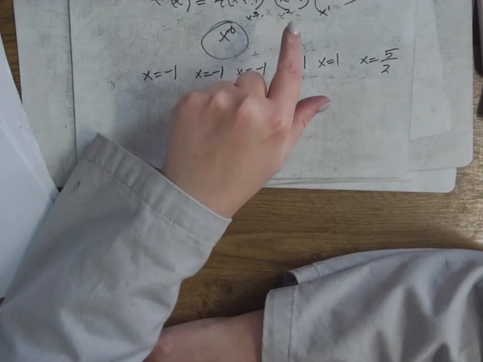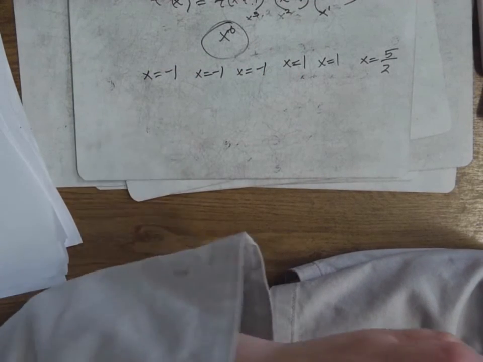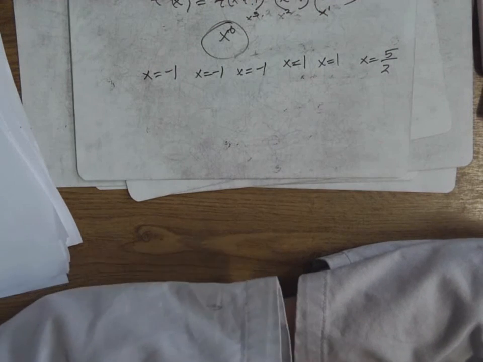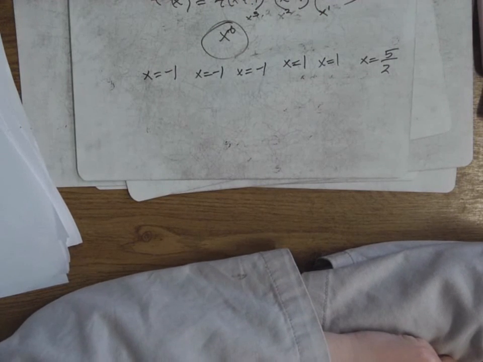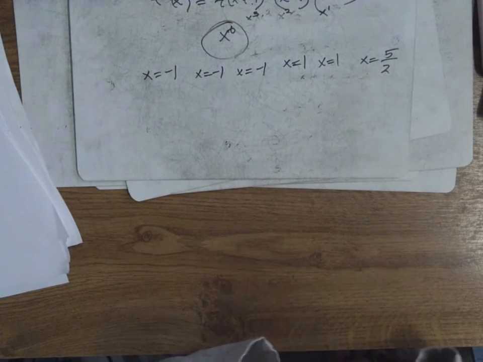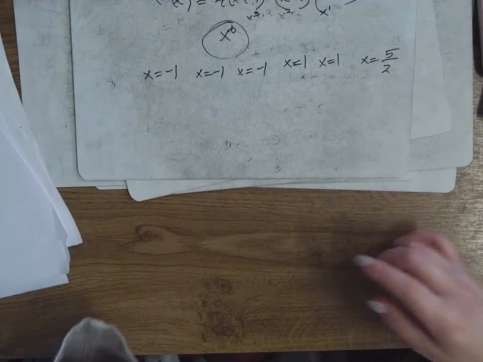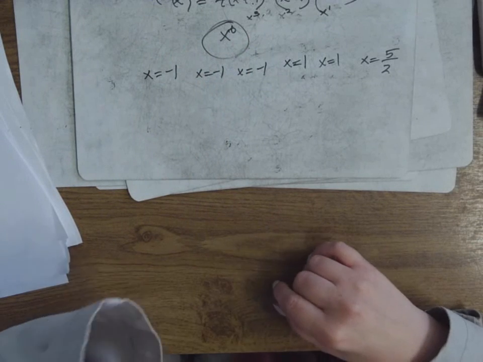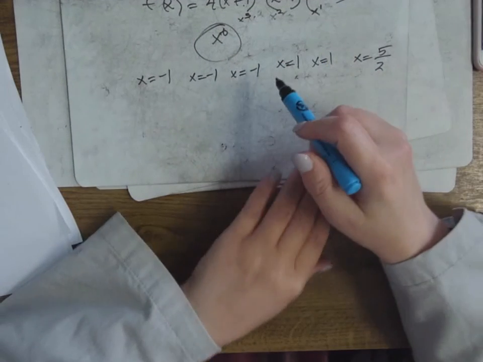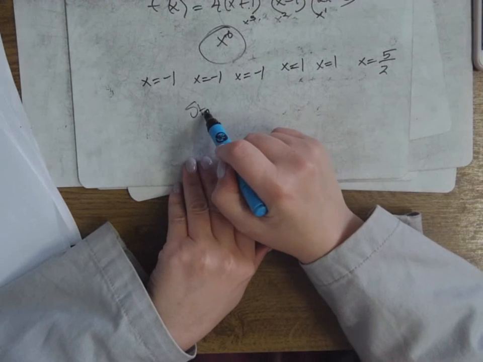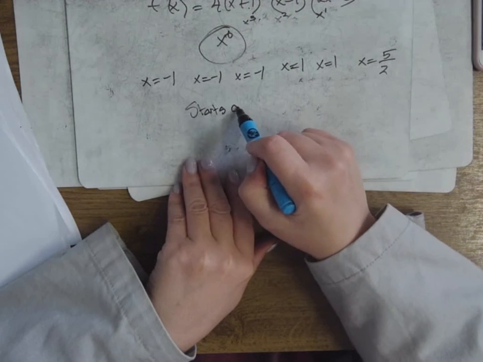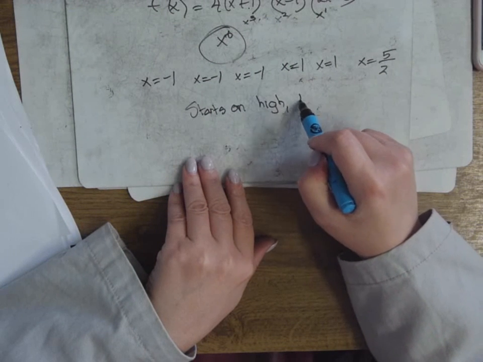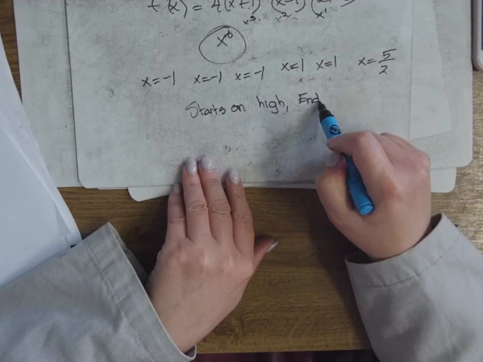The x to the power of 6. When you multiply out the x to the power of 6, is it going to be a positive number or a negative number? It's going to be a positive number. If it's a positive number, it ends on a high. But we already said that where they start and end is the same. So if it ends on a high, it starts on a high, doesn't it? So we've established it starts on a high, it finishes on a high, because the x to the power of 6 term is positive.